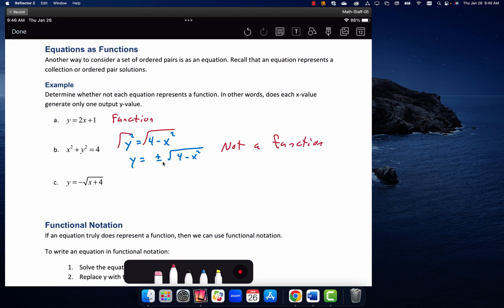And then example C, notice y is already by itself, so we just have to ask ourselves the question, if you plug in a value for x, will you ever get more than one y value in return? And it looks like you will not. If you plug in 0, you'll get the square root or negative square root of 2. If you plug in 1, you'll get negative square root of 5. You're not getting that plus or minus thing like we had earlier. It's just the negative. So this one is a function.